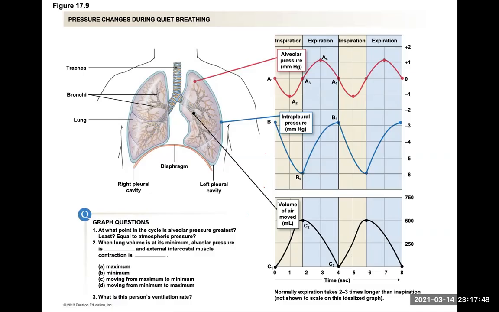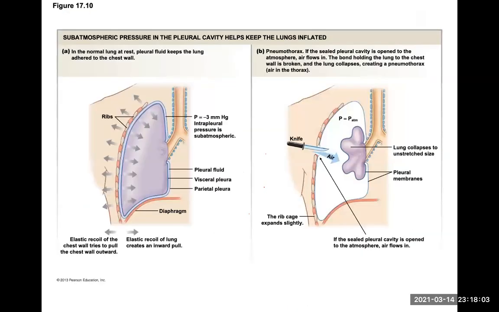During expiration, the intrapleural pressure is going to increase to about -3 millimeters of mercury. So the intrapleural pressure should never equilibrate with atmospheric pressure. That would be very, very bad. That would be what we call pneumothorax.